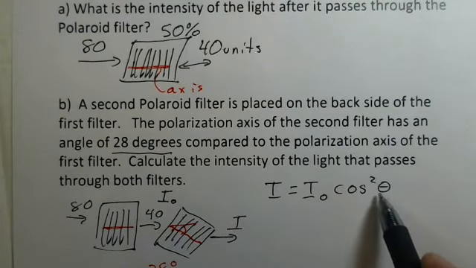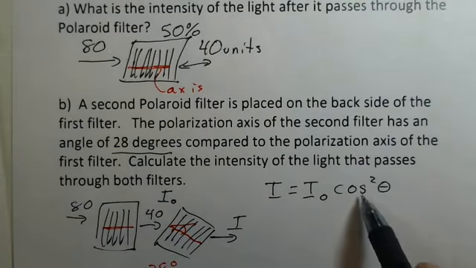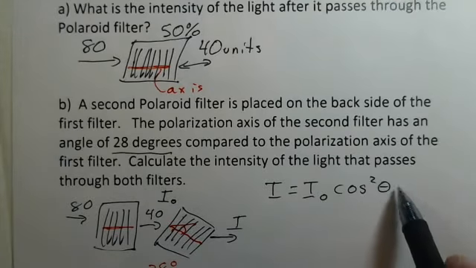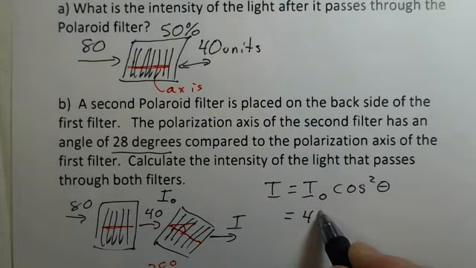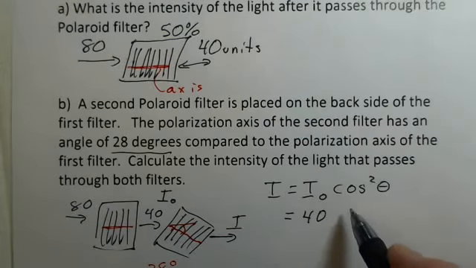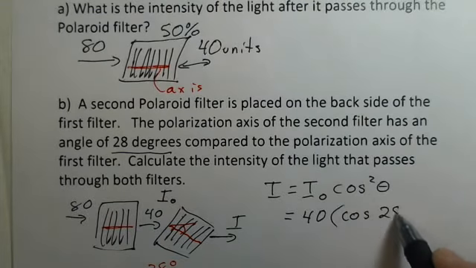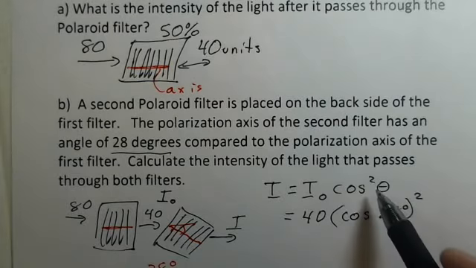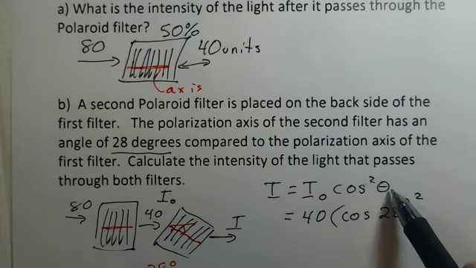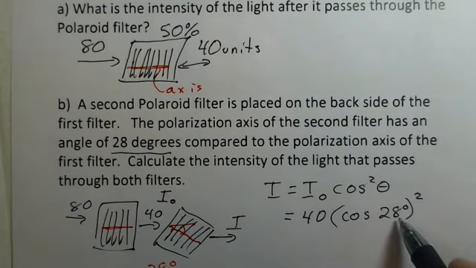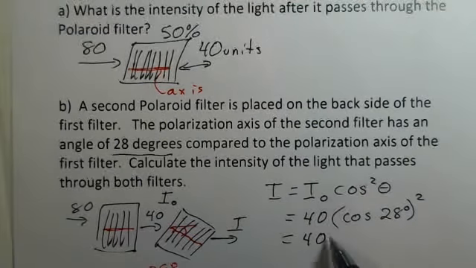And it's important to note the meaning here: you first must take the cosine of the angle and then square that result. So we have 40 for the units of intensity coming in, and I'm going to expand this out a little bit. I'd have cosine of 28 degrees, and then the meaning of putting the square here is that you must not square the angle first and then take cosine. You must take the cosine of the angle first and then square that result. So try this on your own calculator.